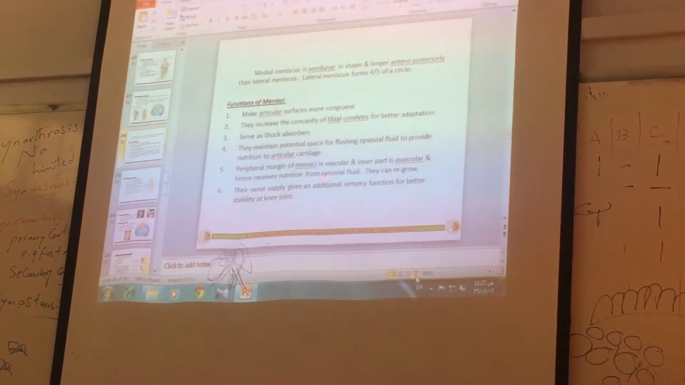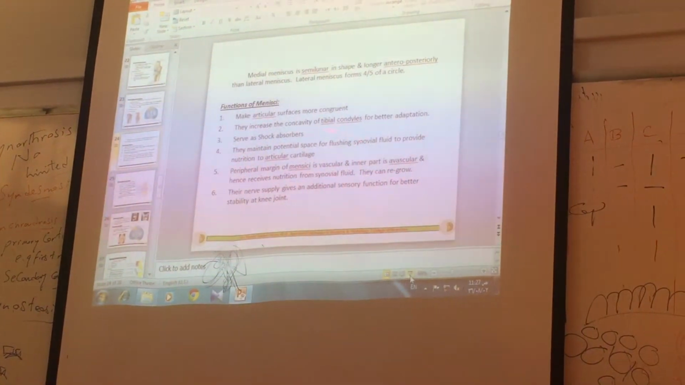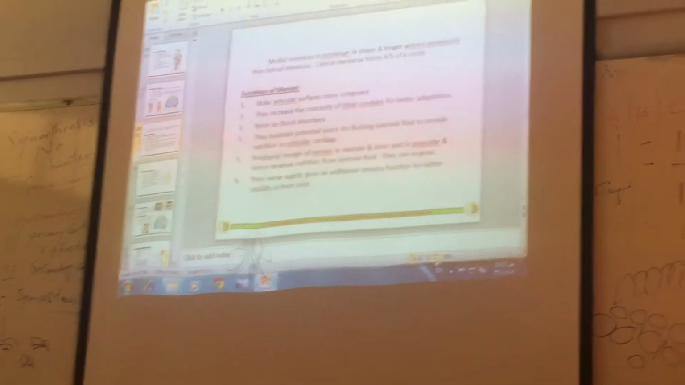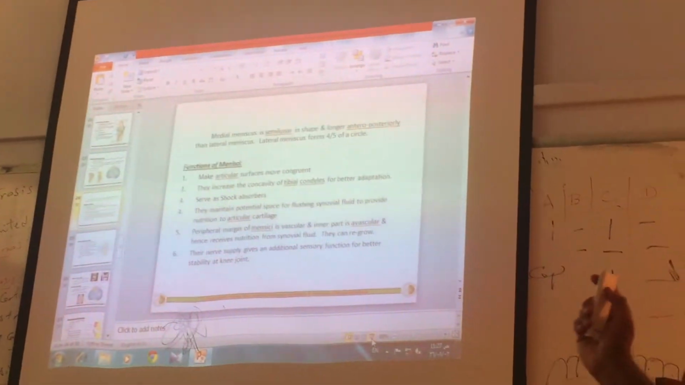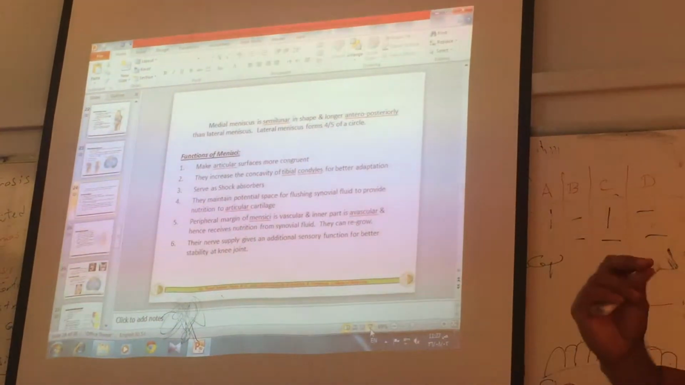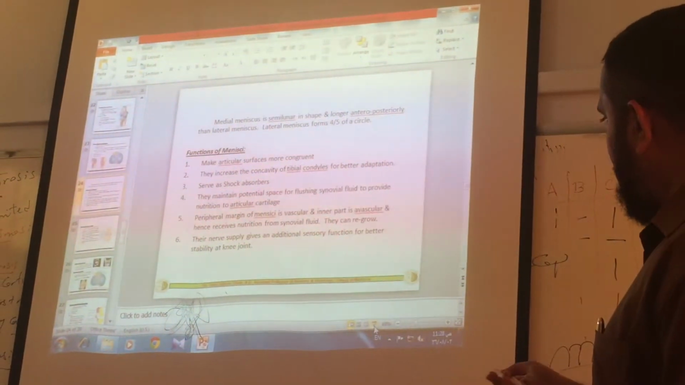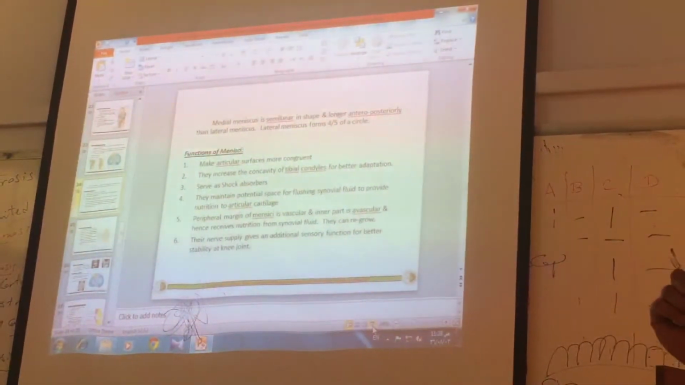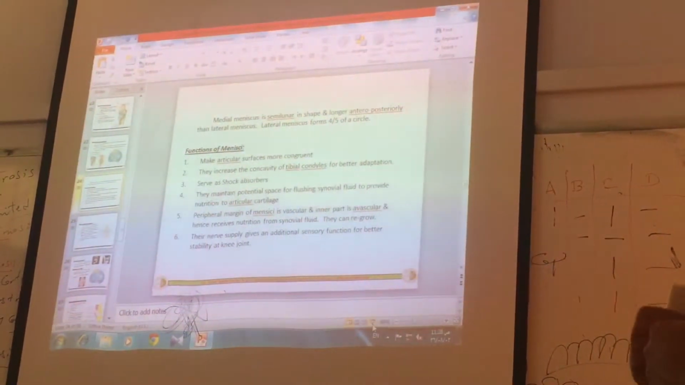Then the lateral part of the menisci is vascular and the inner part is supplied with nutrition from the synovial fluid, and they have the capacity to regrow. So if they are damaged also, they can regrow. Then the most important is the additional nerve supply which they have. So they are very sensitive when you are jumping or doing something.